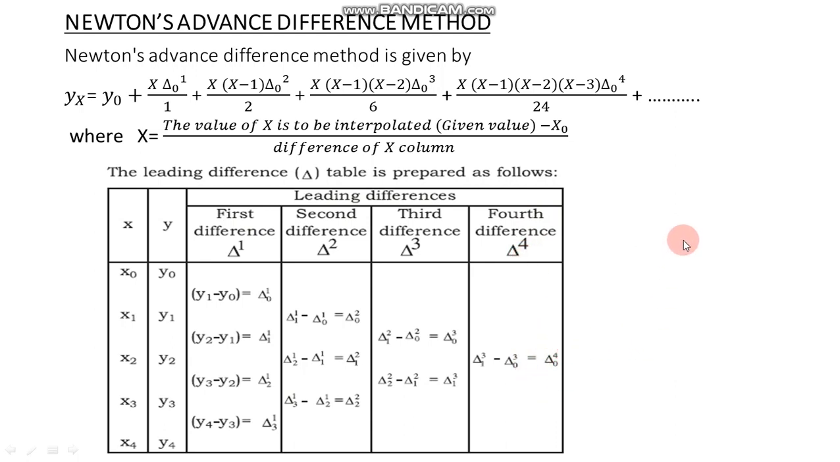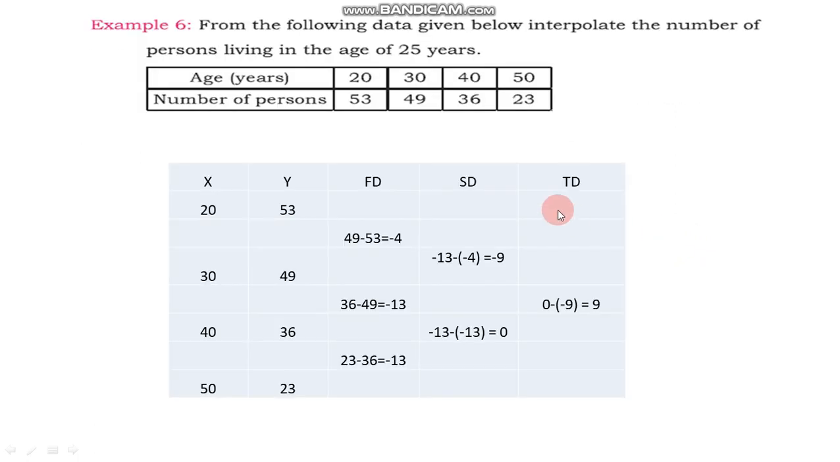We'll go on to a small example to understand. The first example: from the following given data, interpolate the number of persons living at age 25 years. Age column 20, 30, 40, 50, and number of persons 53, 49, 36, 23. Sir, how to differentiate between the binomial and Newton's difference method? Note that in binomial, in the y column there is a question mark, but in Newton advanced there is no question mark, but there is a given value here. Look here, the persons living at the age of 25 years.